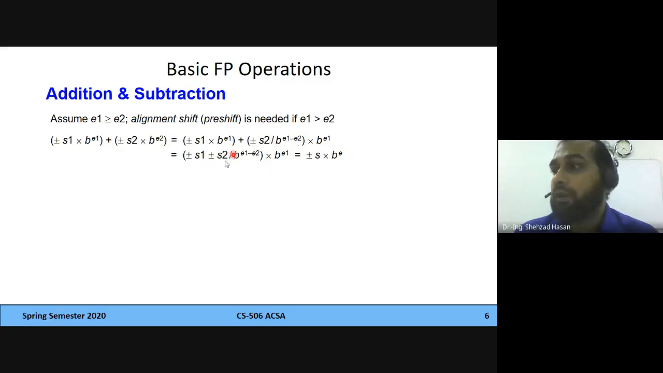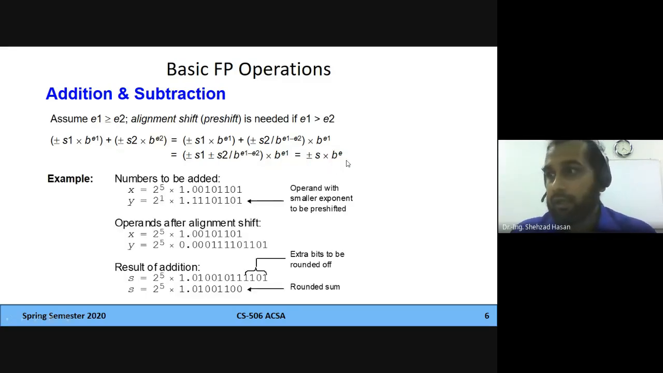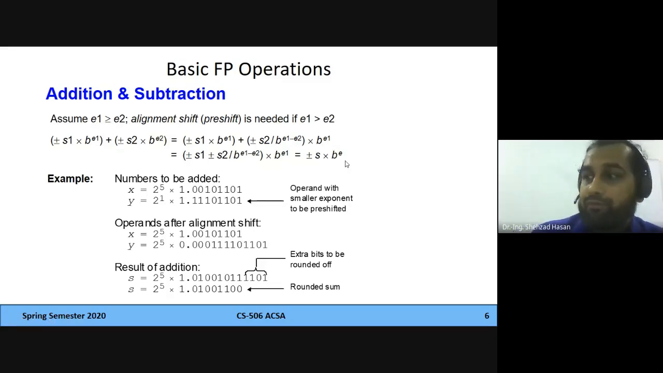And in this way, what you are left with is this significant value with the same exponent. And finally, sometimes you might need to have a normalization shift at the end, right? So this is an example over here which expresses the same thing. What is going to happen if we add two numbers, 2 raised to 5 and 2 raised to 1?